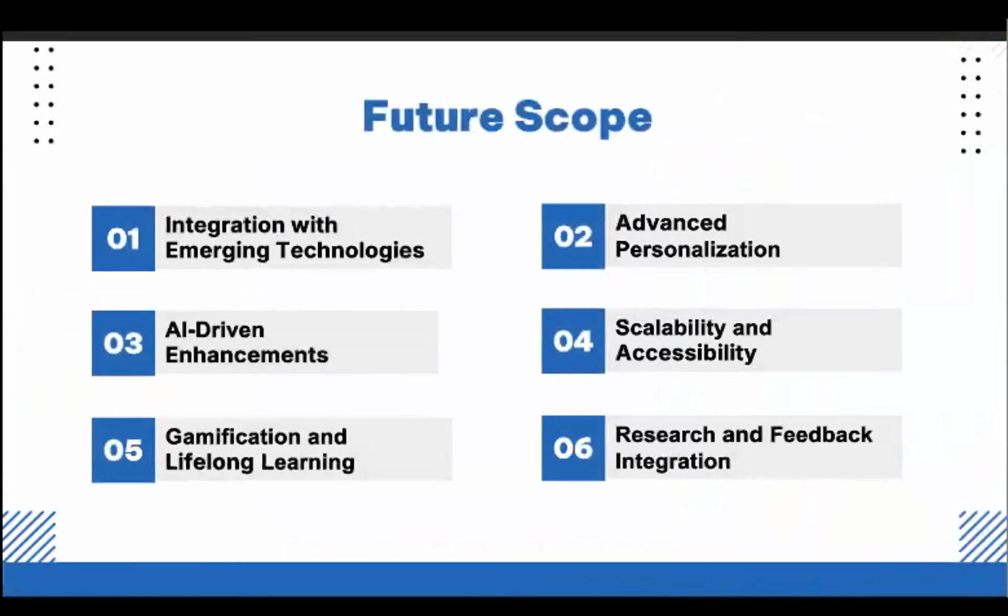The future scope is integration with emerging technologies, advanced personalization, scalability and accessibility, gamification and lifelong learning, which we are integrating now in the platform, AI-driven enhancement, and research and feedback integration.